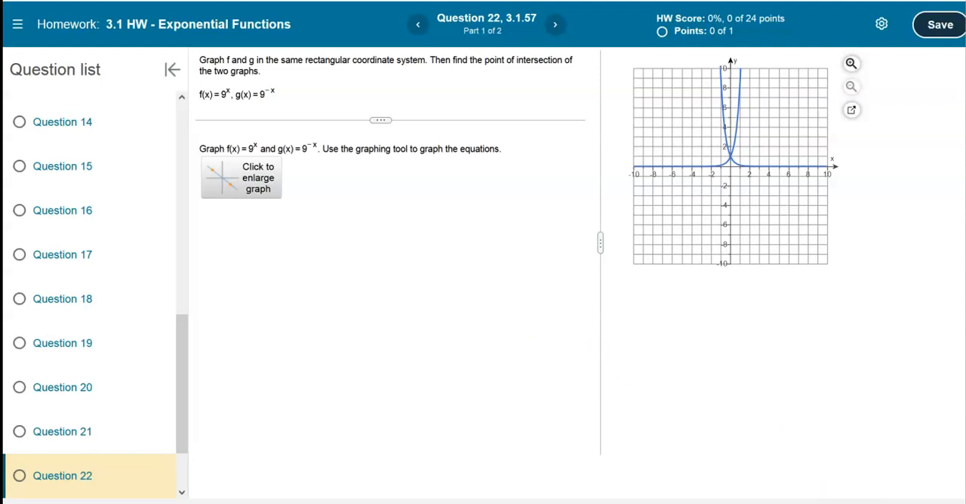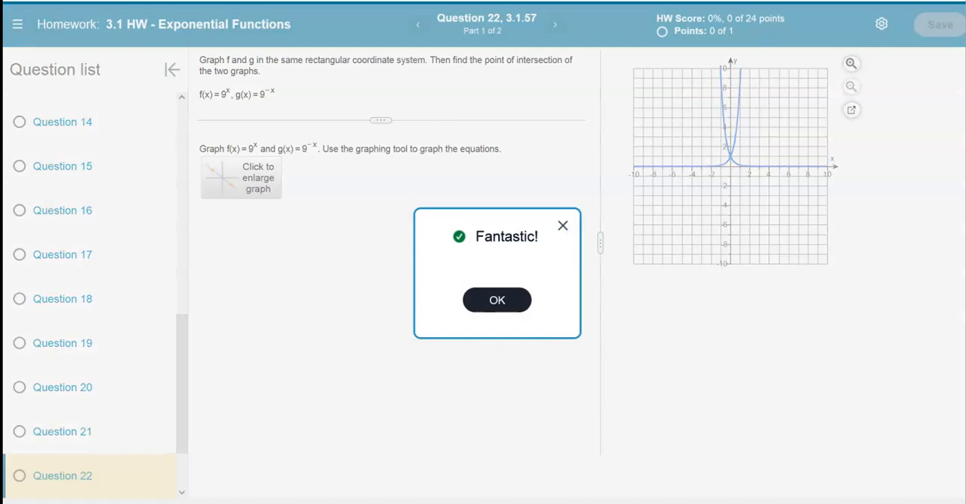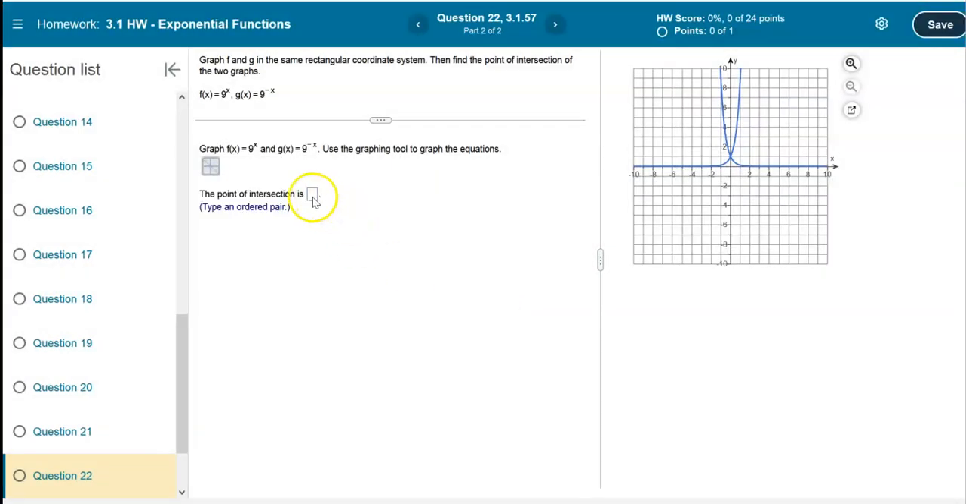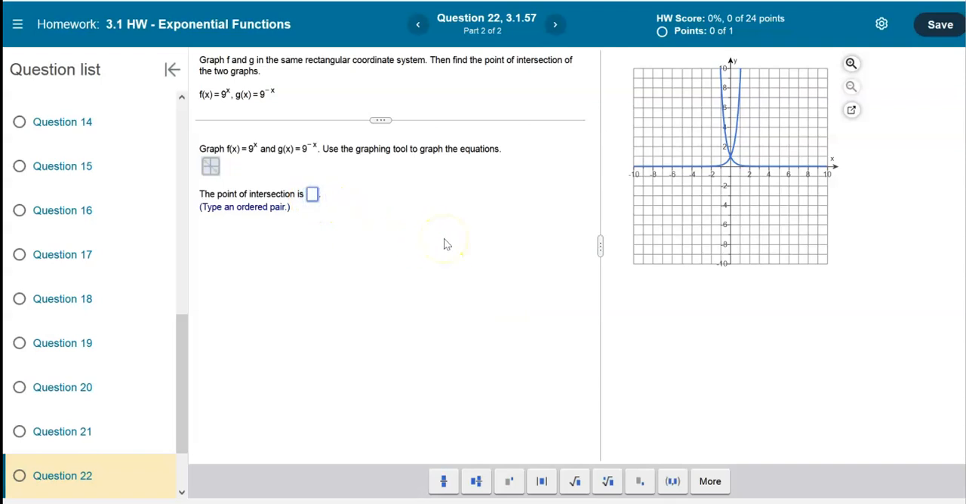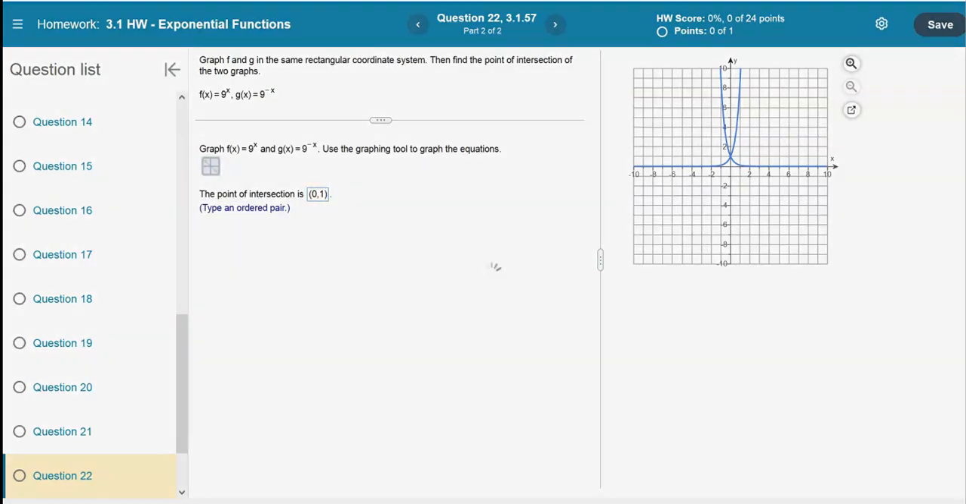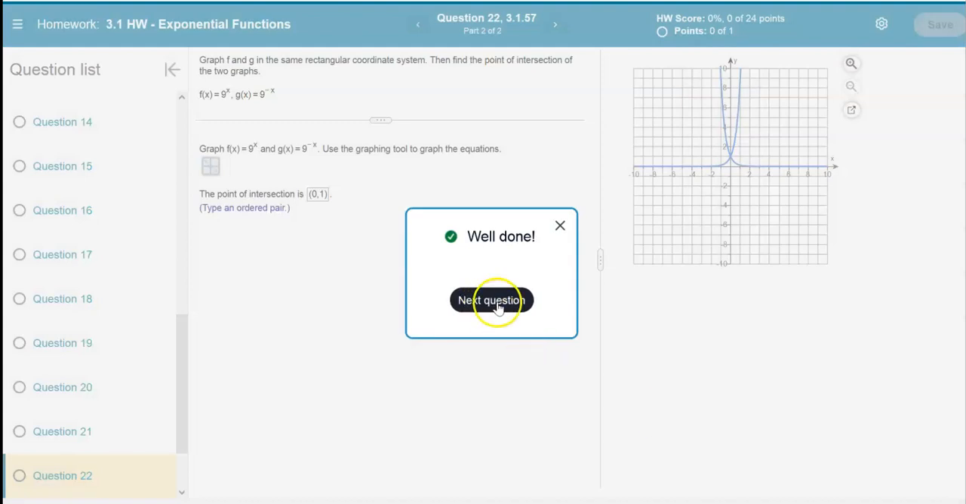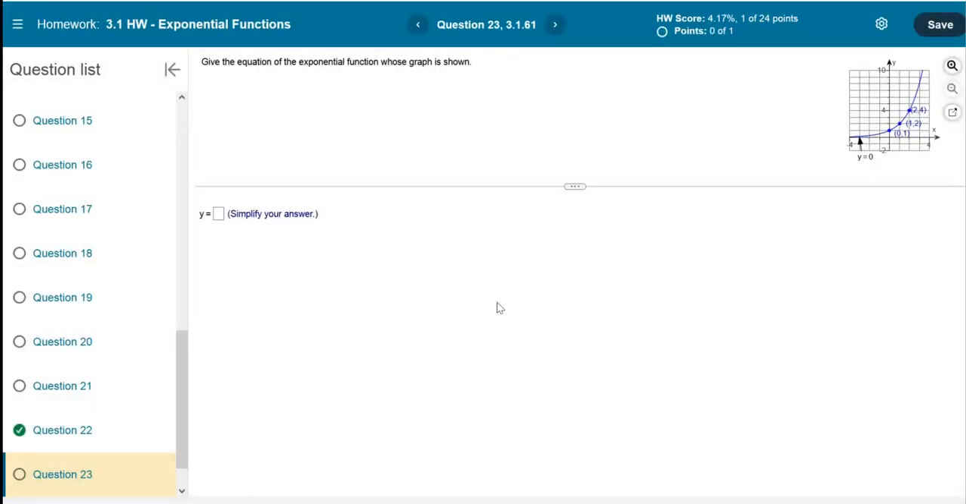I'm going to check my answer. Yay, we've got it. Click OK. And then it should ask the point of intersection. Again, this is where these two graphs cross each other, and using parentheses, that is the point (0, 1). I'm going to check that result. And there we go. Hopefully that'll help you out using the graphing tool. If you run into other questions, please do let me know.